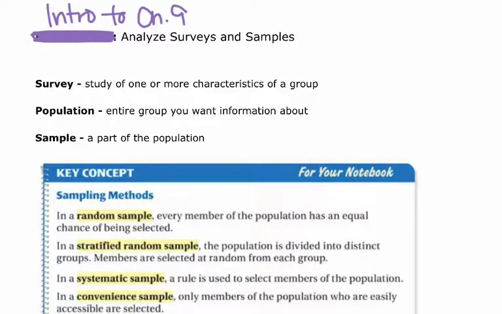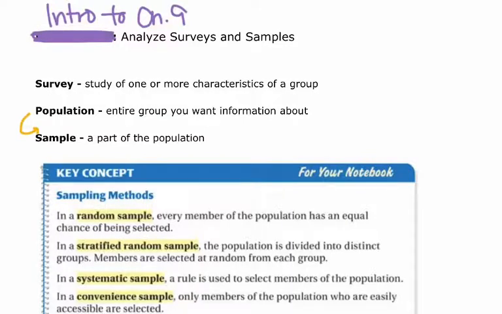But a sample is only a part of that population, because sometimes it's not realistic to survey the entire population. So let's think, like if we wanted to know across the whole United States, what is their favorite kind of pizza? It is not realistic to survey every single person in the United States. So instead what we might do is just pick a sample, or a smaller group.